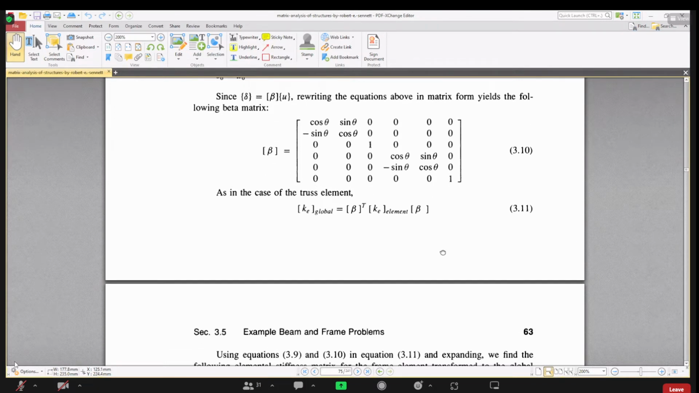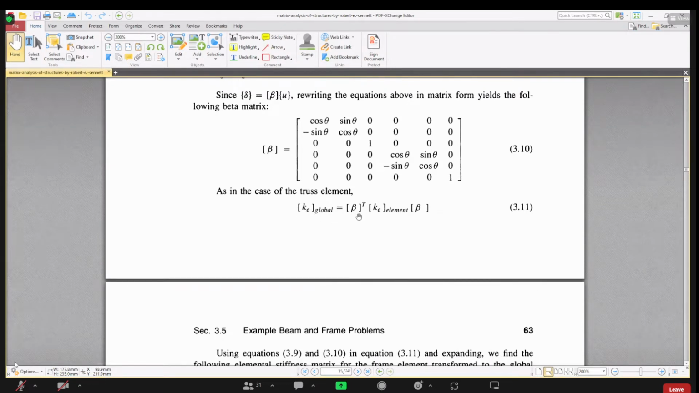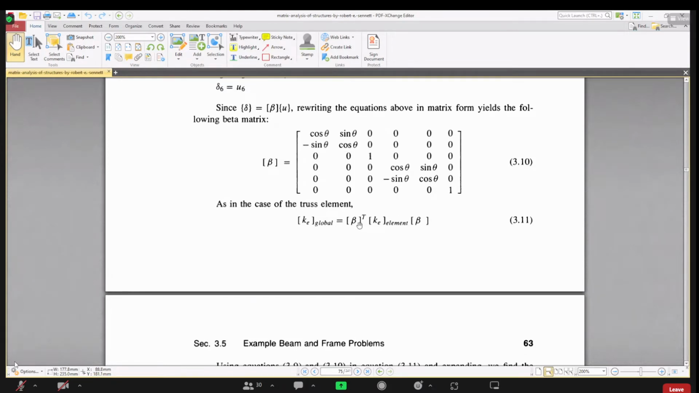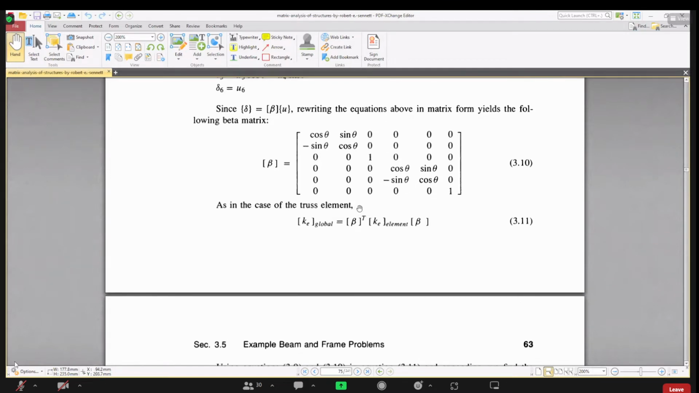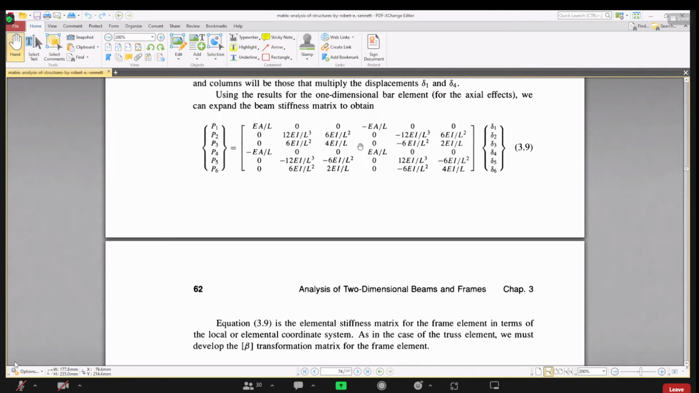As in the case of the truss element, our global stiffness matrix is beta transpose times the elemental stiffness matrix in terms of its elemental coordinates, times the beta matrix. If you substitute, you get the transpose of this beta matrix, the transformation matrix, and the elemental stiffness matrix which we presented earlier, which is our stiffness matrix in terms of its elemental coordinates. Okay?